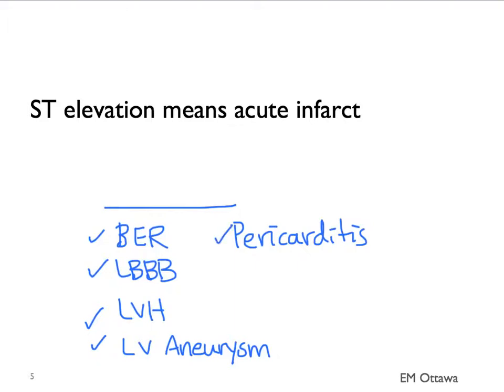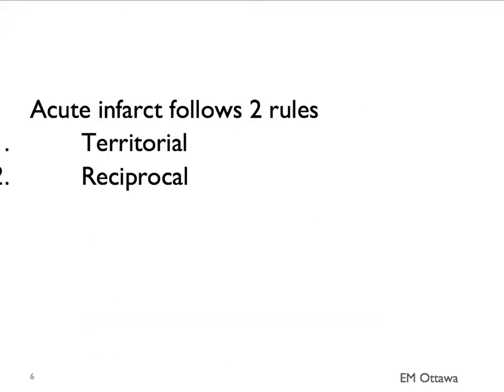For now, let's look at ST elevation in patients with acute myocardial infarction and learn their patterns first. Acute myocardial infarct follows two rules on the ECG. One, it's territorial. Second, there are reciprocal changes. We'll go through them one by one.